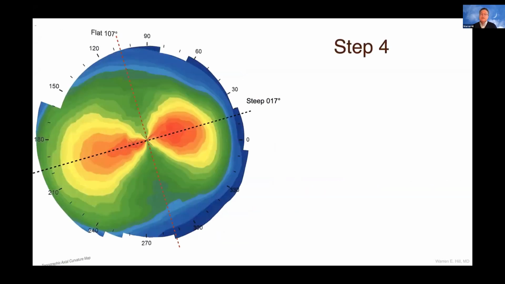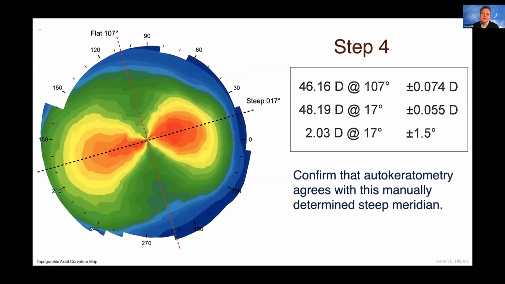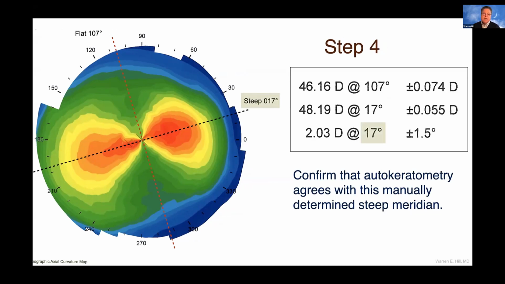So the next step is we're going to get a set of Ks. And here we look to make sure that our autokeratometry gives us the right information. So we confirm that autokeratometry agrees with what we know to be correct, which was a manually determined steep meridian. And here it looks like they line up just fine, so we're okay.